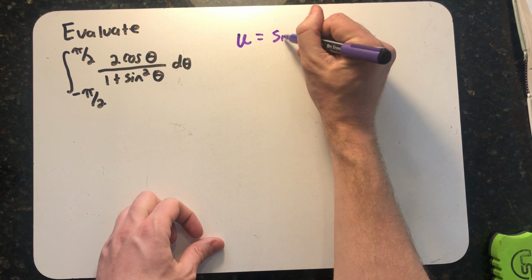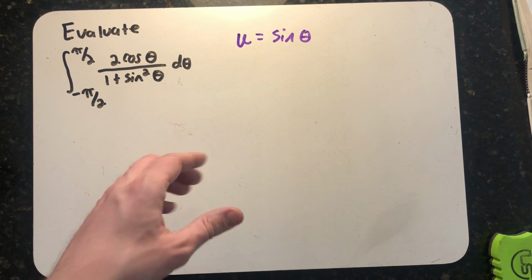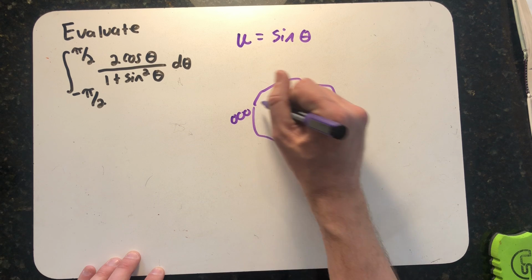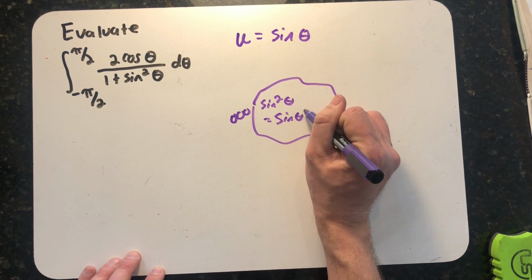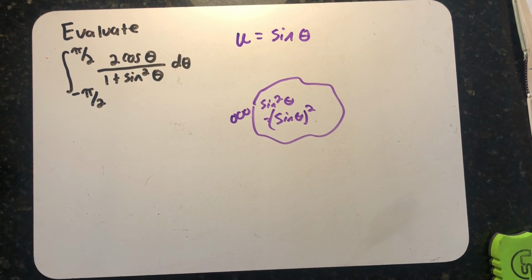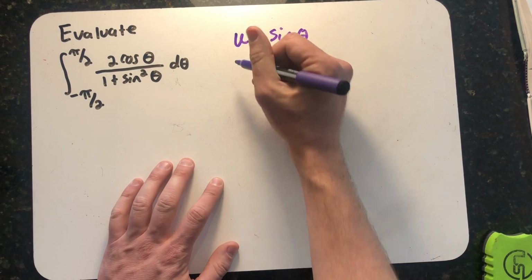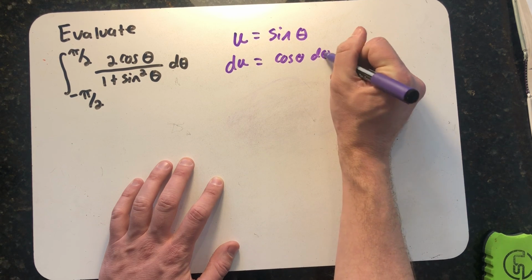And I think I'm going to let u equal sine theta. And the reason I'm going to do this is because I see that sine theta is being squared there, always remembering that when we write sine squared theta, we really are abbreviating what happens when we square the sine function. So I see that nice happy inside function, and even better than that, I see its derivative hanging out right there. So du is cosine theta d theta.